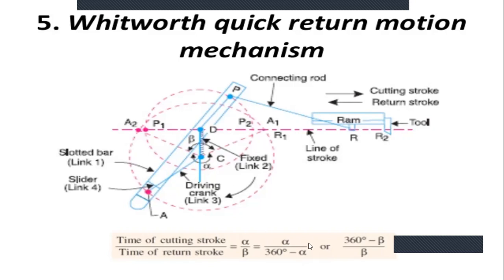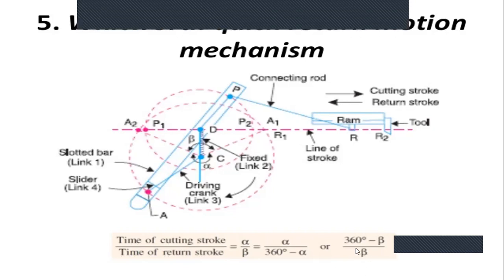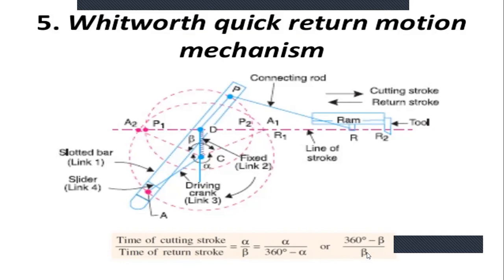And the formula for the Whitworth quick return motion mechanism is time of the cutting stroke by time of the return stroke, that is alpha by beta, which we can take as alpha by 360 minus alpha. So we can take it also as 360 minus beta by beta. So that is the general formula.